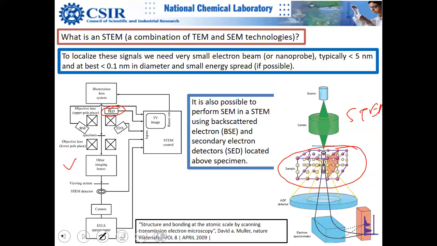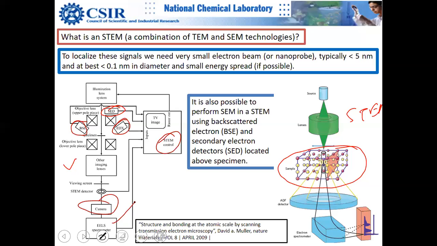So you can have an EDAX detector, you can have a backscatter detector, an SEM detector, which is basically your secondary electron detector. So this is the STEM control. You have a camera here. Yield spectrometers can be placed here.